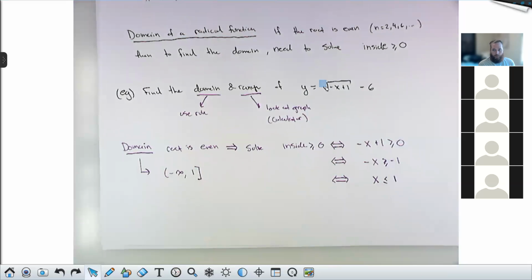If this was a cube root, then we wouldn't have anything to do. So we only even need to worry about this stuff if the root is an even root. So square roots, fourth roots, sixth roots, etc. Cube roots, they don't care. The inside can be negative, positive, or 0. So if this was a cube root, automatically we would know our domain is all real numbers.